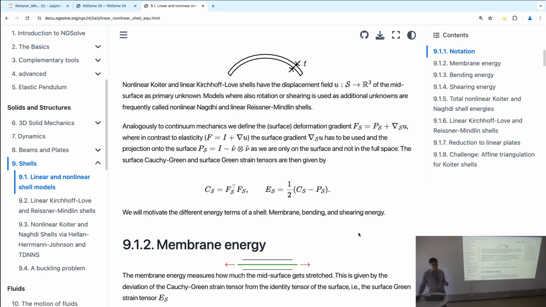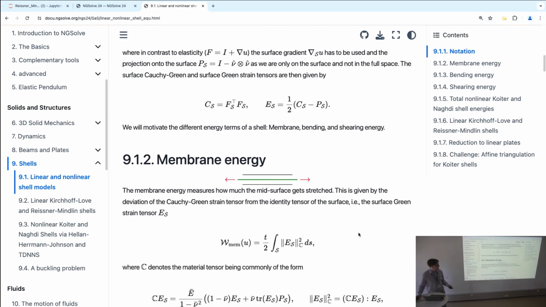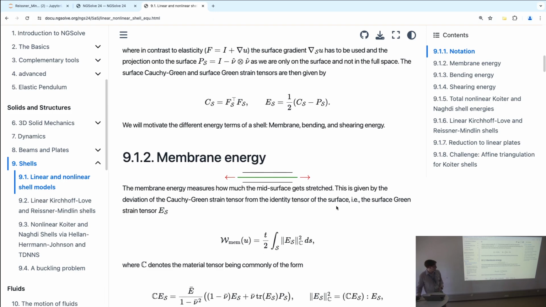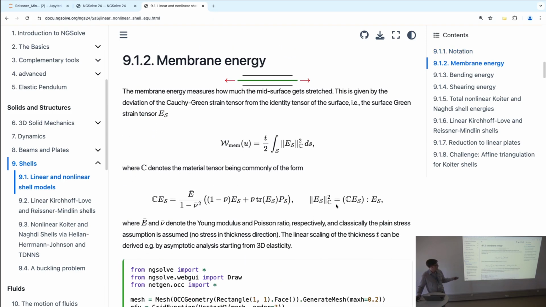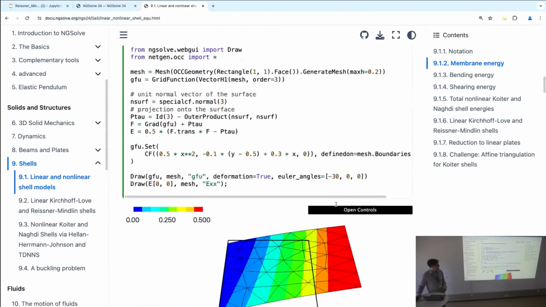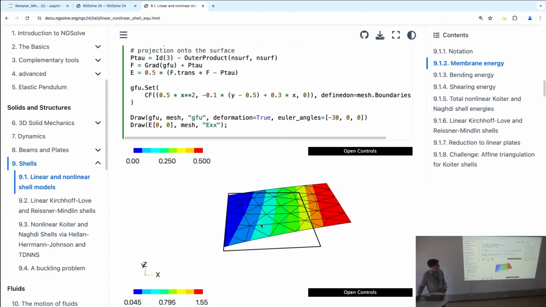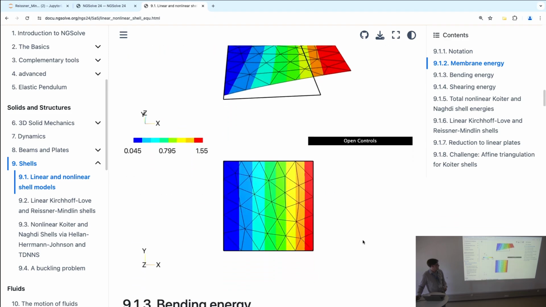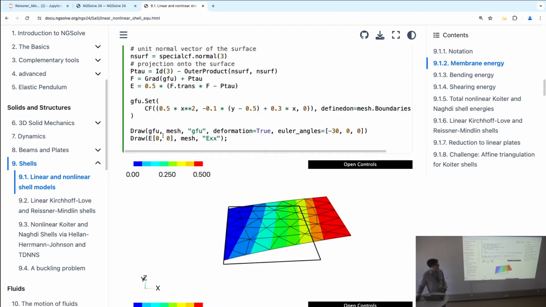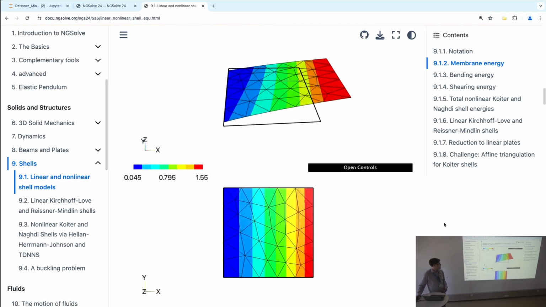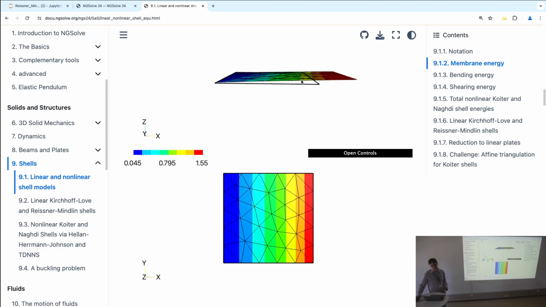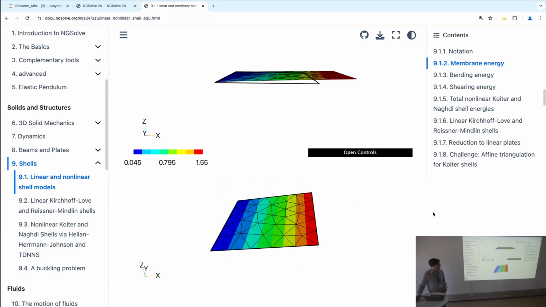So the Green strain tensor we can compute on the surface, for example. And this exactly gives us the membrane energy. So the Green strain tensor restricted on the surface tells us how much we stretched the surface. So this is the membrane energy with some material parameters. And so here's just an example where we stretch a plate, and then we can look at the XX component of the Green strain tensor. So this is not a 2D mesh, it's a 3D plate mesh, very simple in this case.